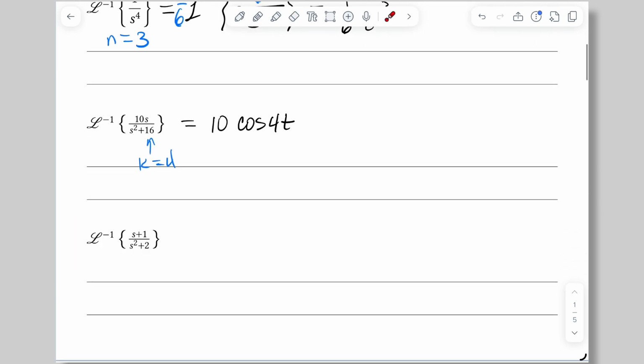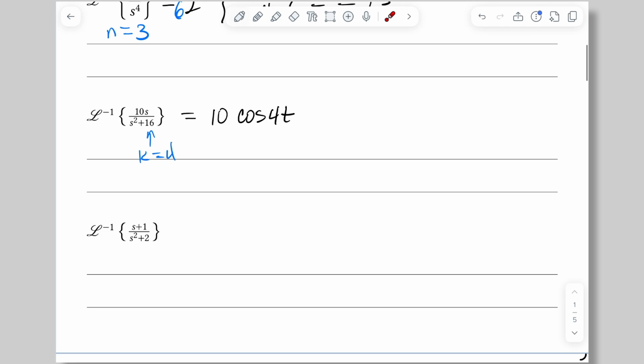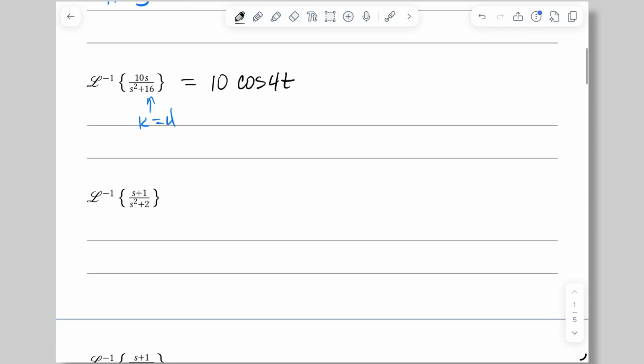Next up, we've got the inverse transform of s plus 1 over s squared plus 2.